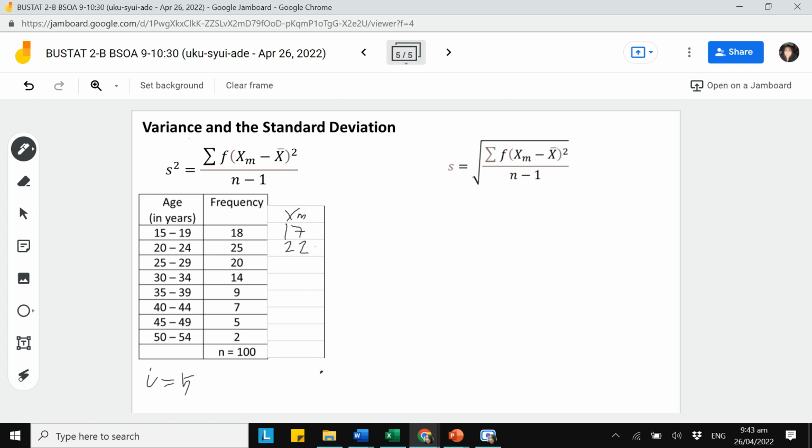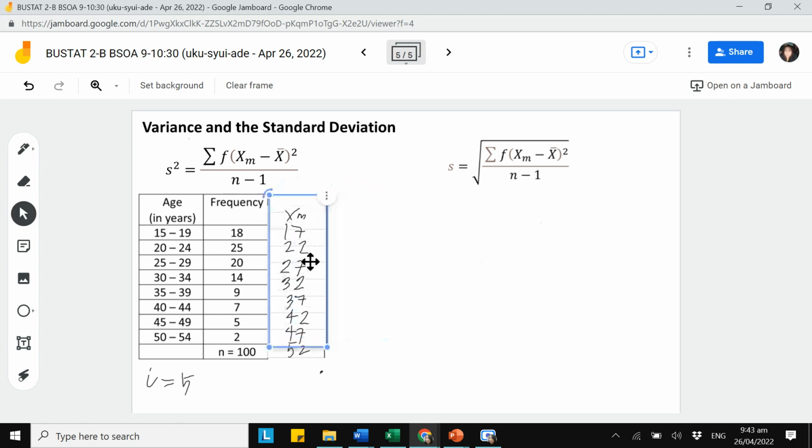So, given that one, what is the next class mark natin dito? So, dagdagan nyo lang ng 5. So, that should be 27, 32, 37, 42, 47, and then 52. Okay? So, ganyan lang po siya. So, if you're going to get this one, ito yung ating class mark. Nandoon sa mismong PowerPoint, guys.